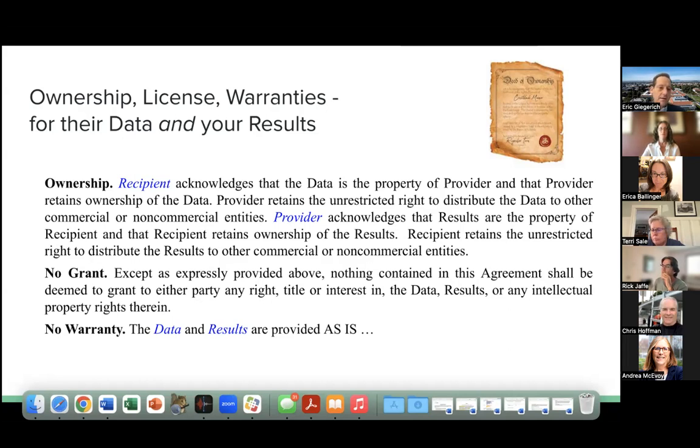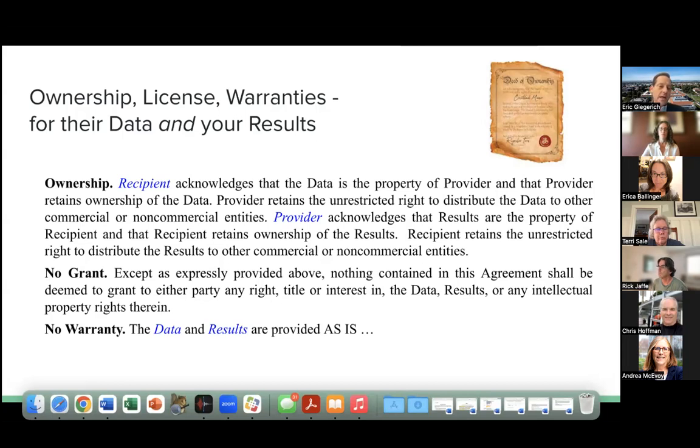Recipient retains the right to use the data however we will. Not the data, the results, however we will. We might give the provider certain rights in the results. That's to be determined. We also have a clause that says there's no grant, either way, of license except for what is already described in this data use agreement. The provider is not granting us a license to do whatever we want with the data, and we are not granting the provider a license to do whatever they want with the results. These things are to be determined or defined in this agreement.